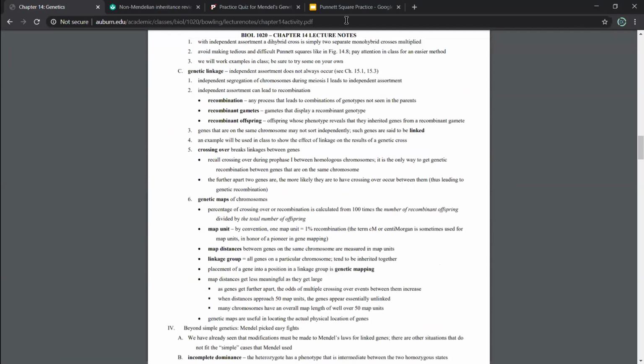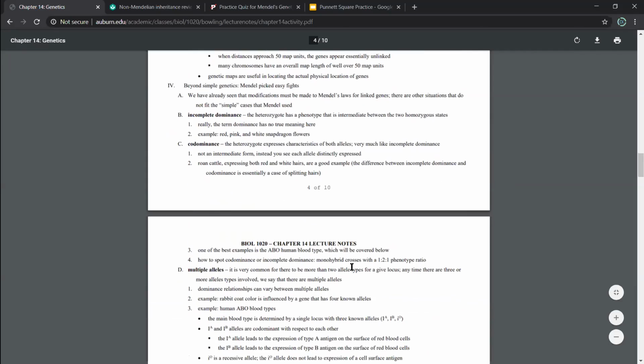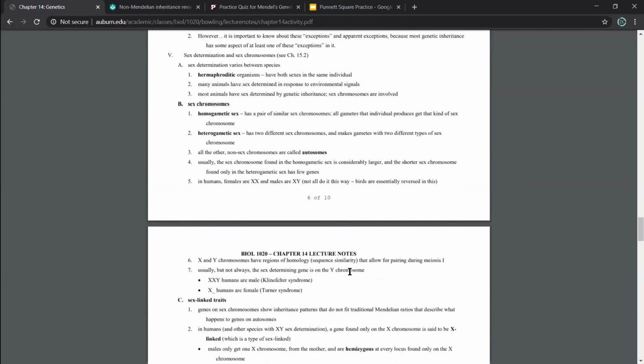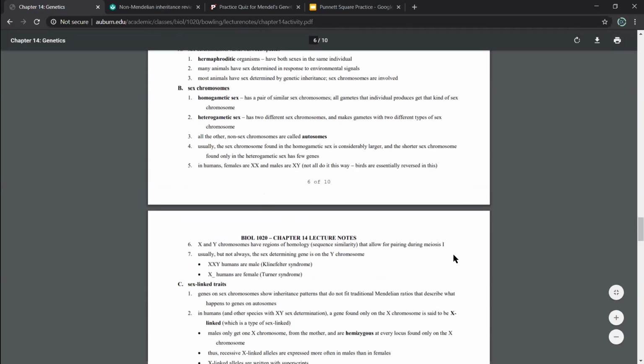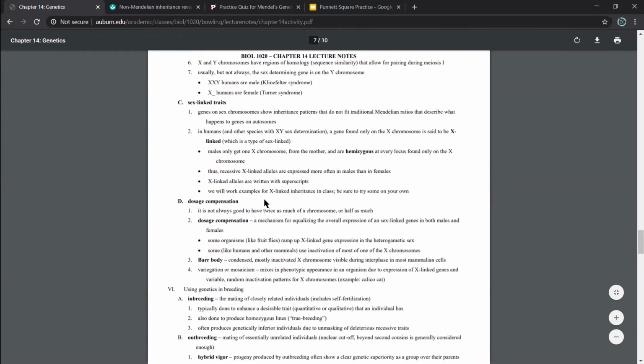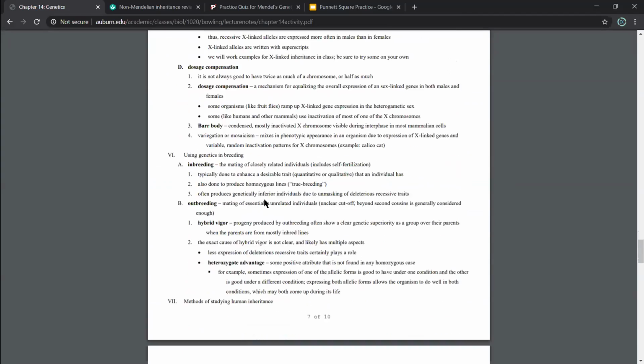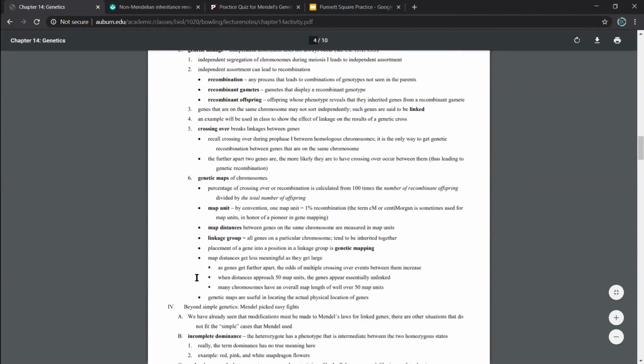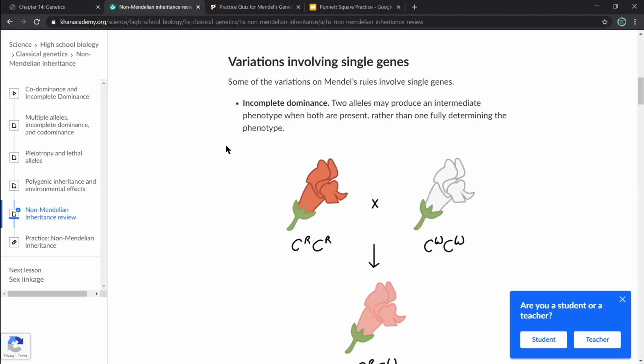This slide is all about genetic linkage. We do not need to cover this. This was the sex chromosomes, so sex-linked traits. They don't actually cover the final law. That's okay. That was a law.